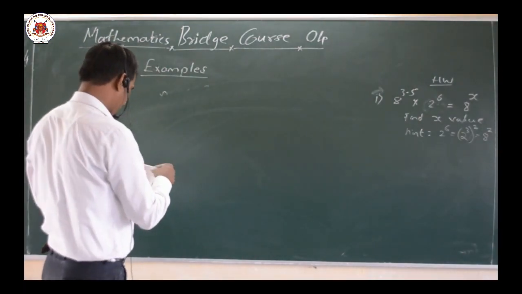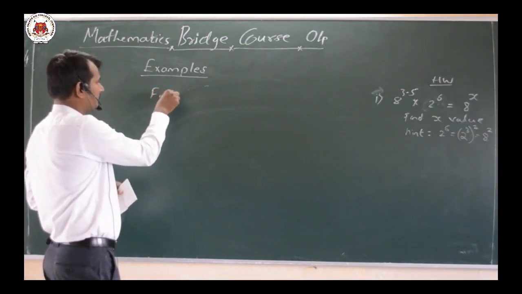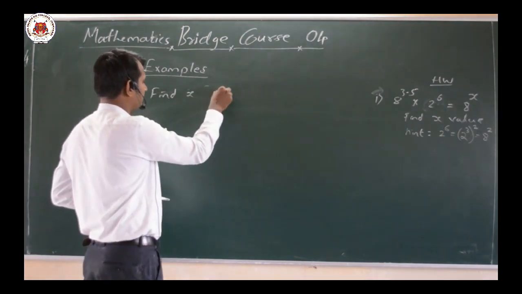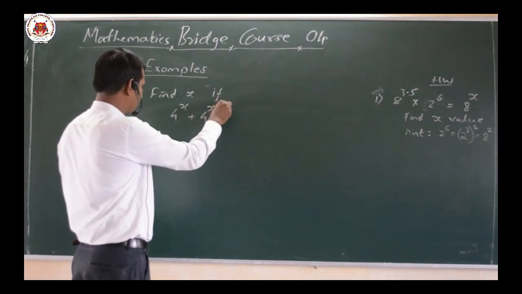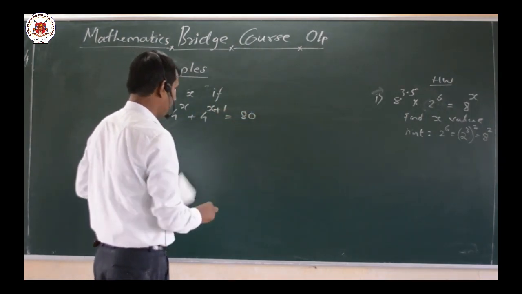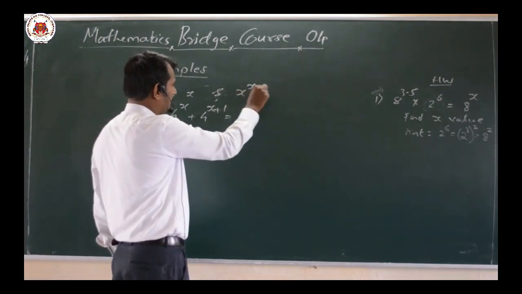Okay, next problem, find the x value. Find x if 4 to the power of x plus 4 to the power of x plus 1 is equal to 80. Find x and x to the power of x.